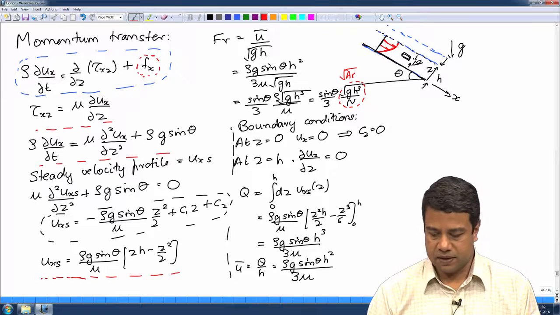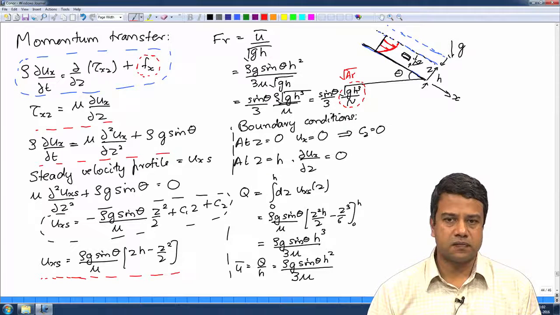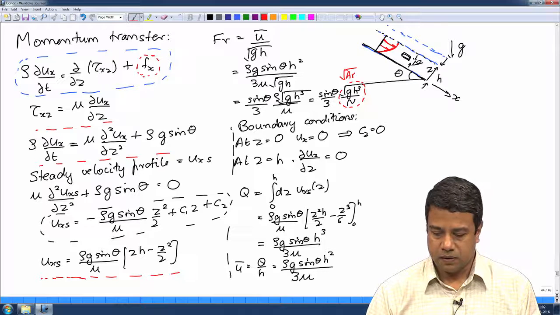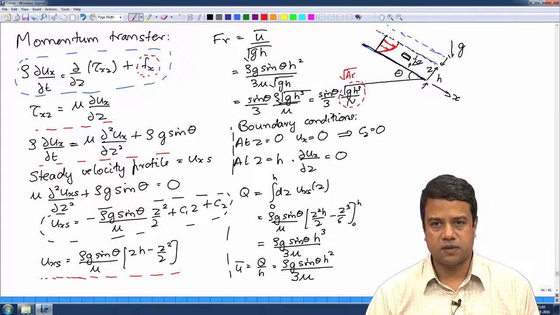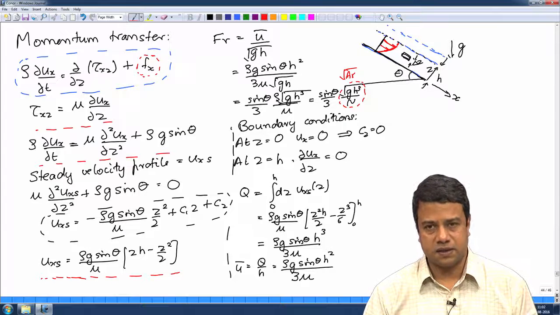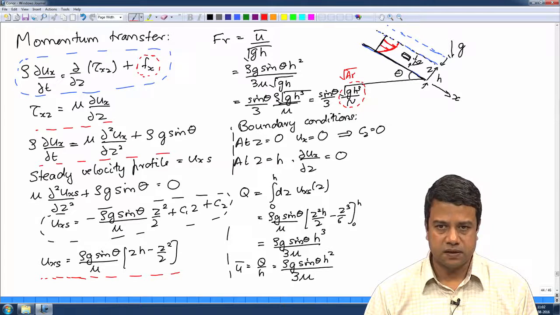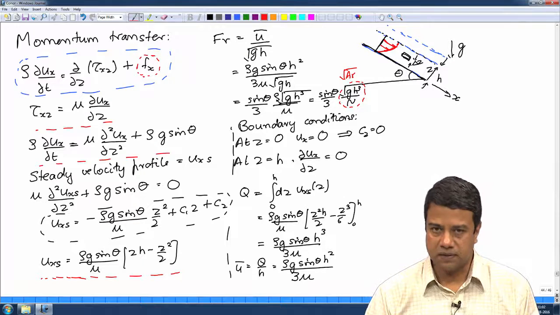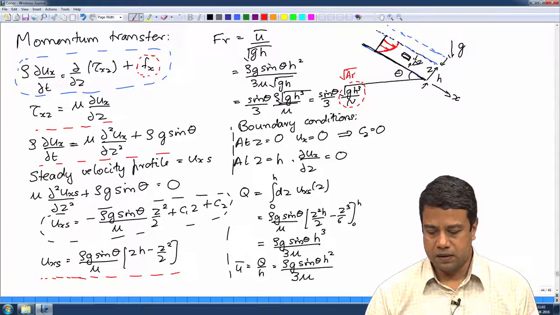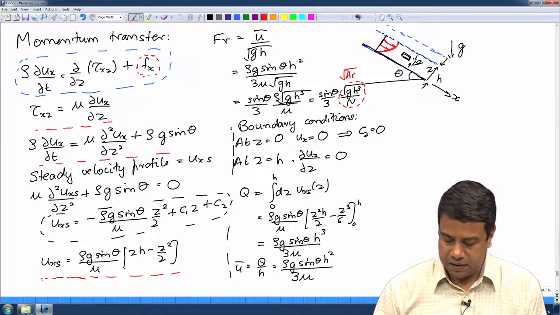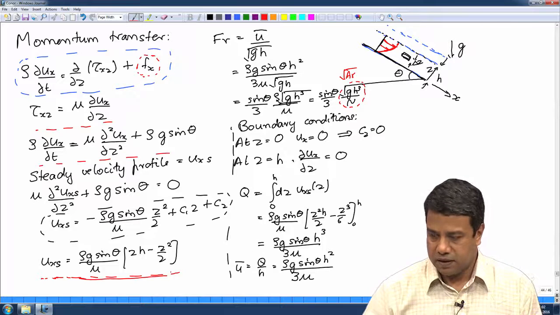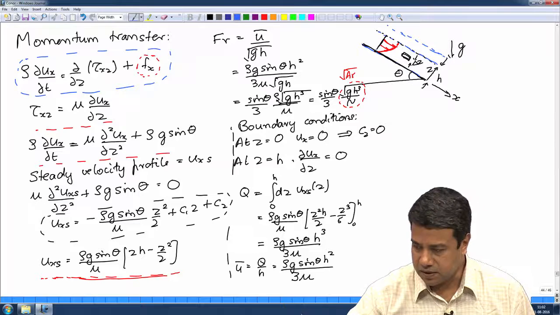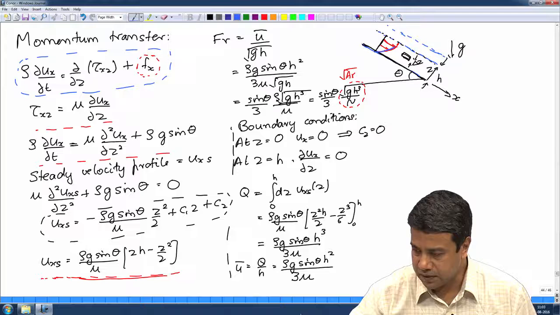At steady state, you get a steady solution where there is no variation in time. Recall that when we wrote this equation, the implicit assumption was that there is no variation in the x direction. There is no variation in the streamwise direction, and therefore, we had written only for a fully developed flow. If the flow is also steady, we solved it in order to get the velocity profile. And that velocity profile, as you recall, was a parabolic flow.